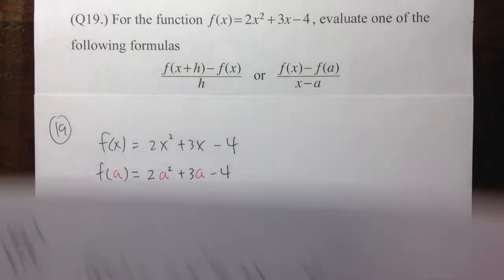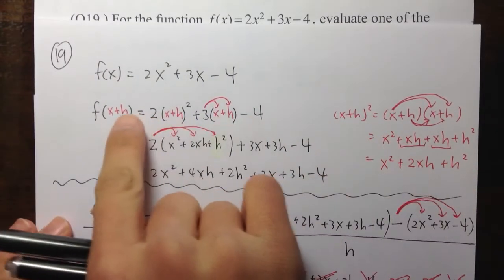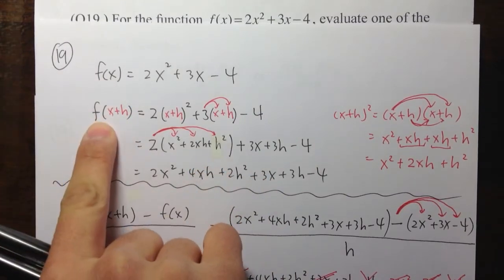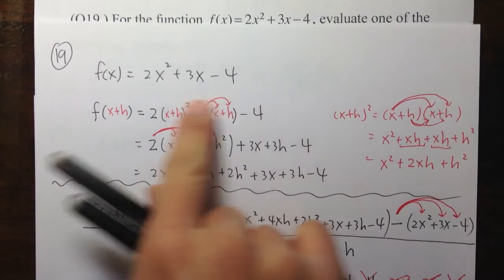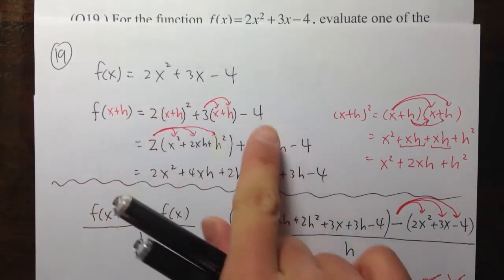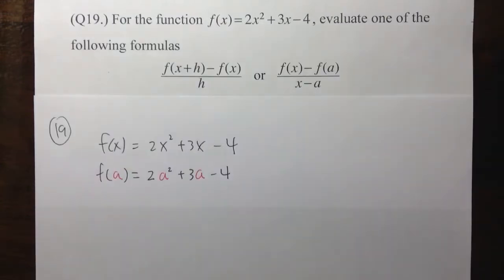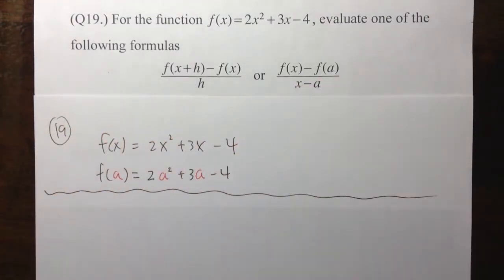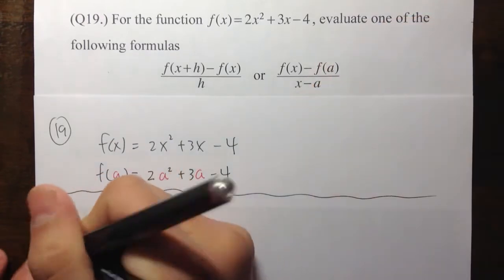In comparison, earlier when we did the first formula, we needed f of x, and we also needed f of x plus h. That gave us a little bit more work, so maybe this one's easier. That was the prep. Now, get to work.